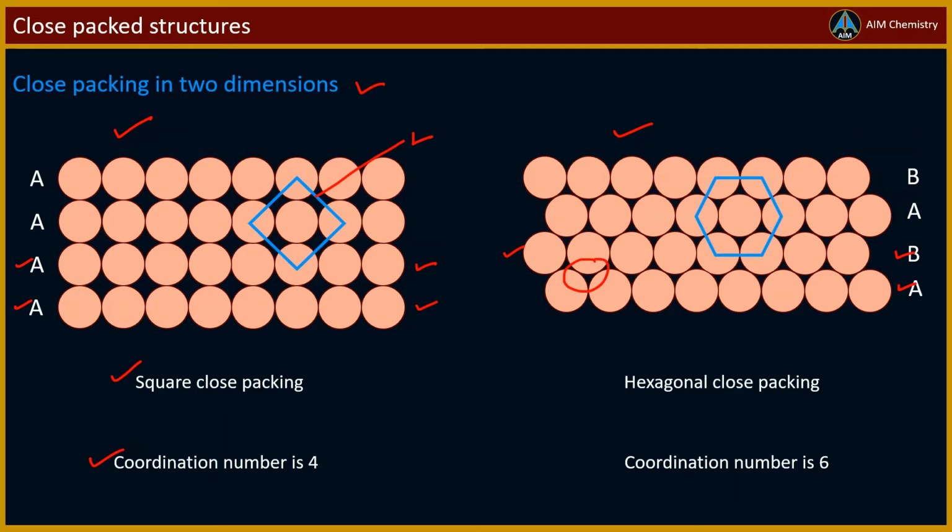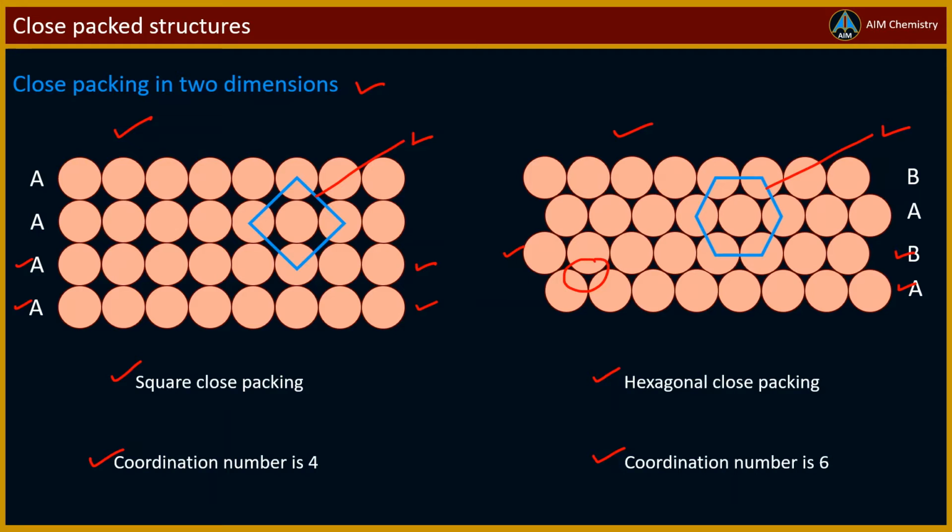In this arrangement, each sphere is in contact with 6 of its neighboring spheres. Thus, in this 2-dimensional close-packed arrangement, the coordination number is 6. If we join the centers of immediate neighboring spheres, we get a hexagon. So this packing is called hexagonal close packing.